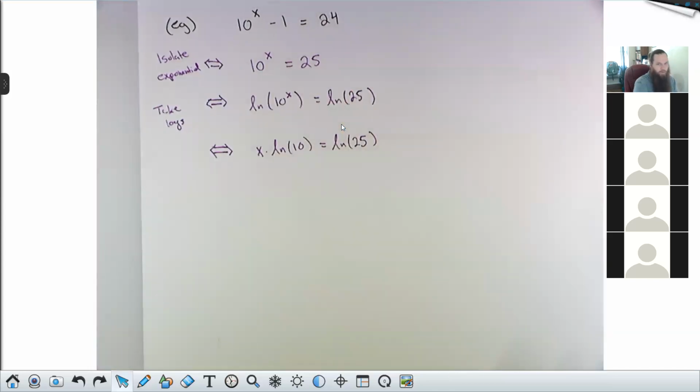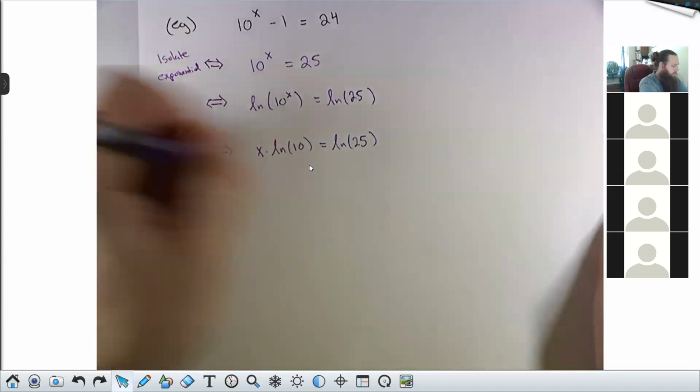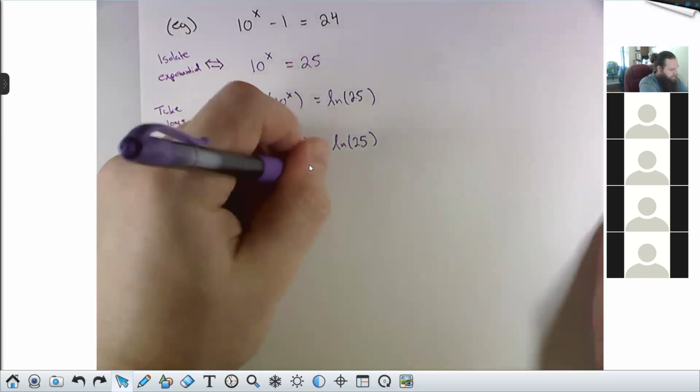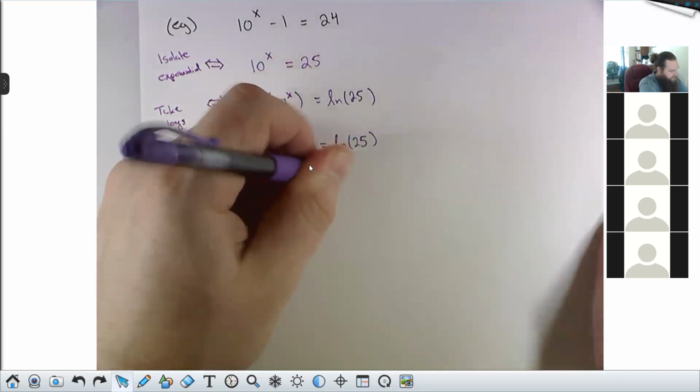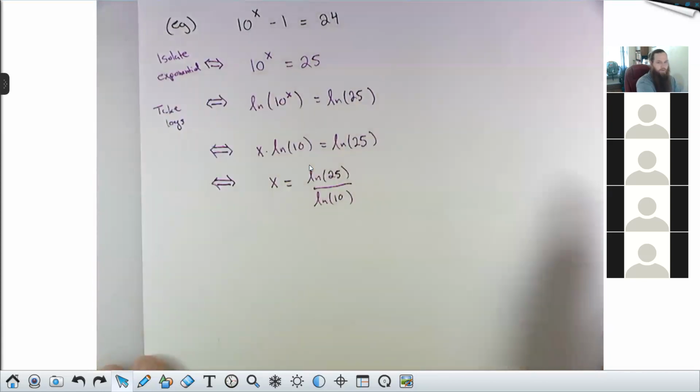Don't be intimidated by the notation. ln of 10 is just a number. You need to respect the notation, but don't be intimidated by it. This is a constant. We want to get x alone. This constant is multiplying x. So to get x alone, I just divide both sides by this. You can't divide both sides by ln. You can divide both sides by the ln of 10. ln is a function. The ln of 10 is a number.